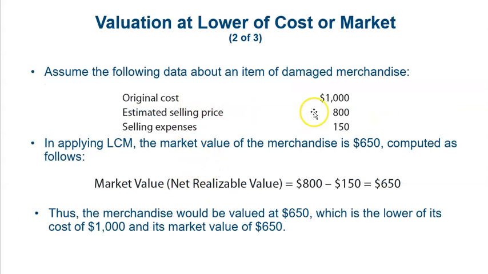Okay, so let's look at an example. If we have some damaged merchandise, the original cost was $1,000, the estimated selling price was $800, and the selling expenses was $150. So if we looked at the lower cost or market, then the value of the merchandise is $650. That's the $800 minus the $150. So the net realizable value is the estimated selling price minus the selling expenses. So that's $650. Thus, the merchandise will be valued at the lower of that. So it's $650 is lower than the original cost of $1,000. So we would value it at $650, which is the lower of cost or its market value.